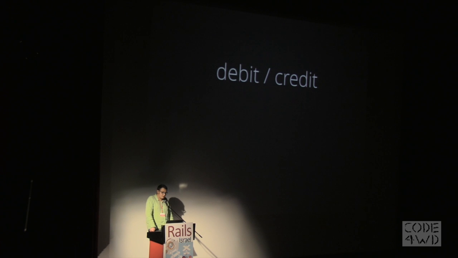Debits and credits. Each transaction should touch at least two accounts. And one account would be credited and another account would be debited. And debiting and crediting of accounts actually increase or decrease their balances depending on the kind of this account, and we will get to this in a minute.